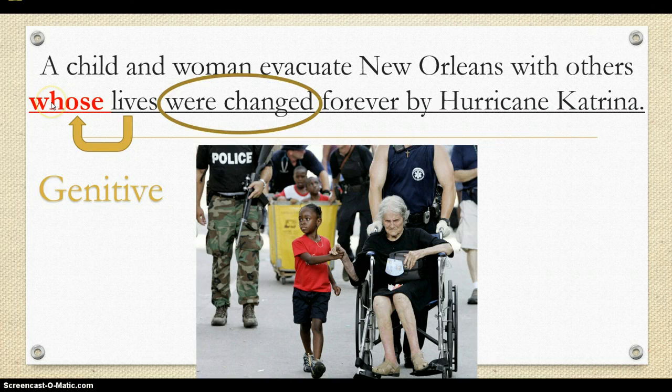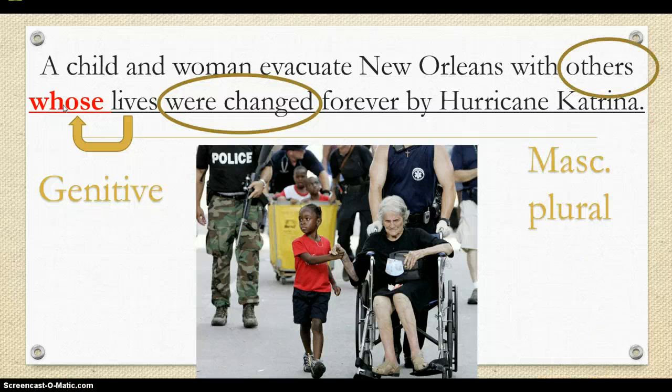Now to find the gender and the number, we have to figure out who the whose is referring to. So a child and woman evacuate New Orleans with others whose lives. So it's others. Others probably includes men and women, so it's masculine, and it's definitely plural. So we go to the genitive masculine plural, which if you look at your chart, is quorum. So in the Latin sentence, you'd have the word quorum, which would mean whose or of whom.